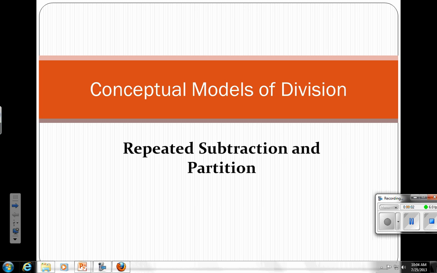In this video, I want to talk to you about two of the conceptual models of division that have been discussed in the class. And these two are so often confused, so I just wanted to go through some of the basics with you so you can see the difference before you start working. And it's repeated subtraction and partition.